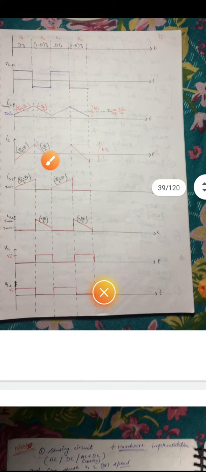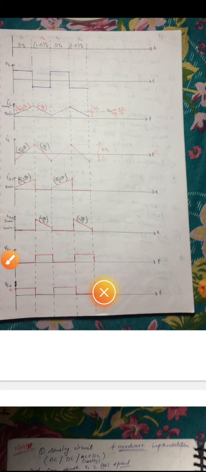Now switch S1 current. Switch S1 current is the IL current which is flowing. So this is S1 current when switch S1 was on. When switch S2 is on, then switch S1 current will be equal to 0. Now switch S2 current: when switch S1 is on, switch S2 current will be equal to 0, but when switch S2 is on, then switch S2 current is equal to IL. Hence IL current, again 0, then IL current.